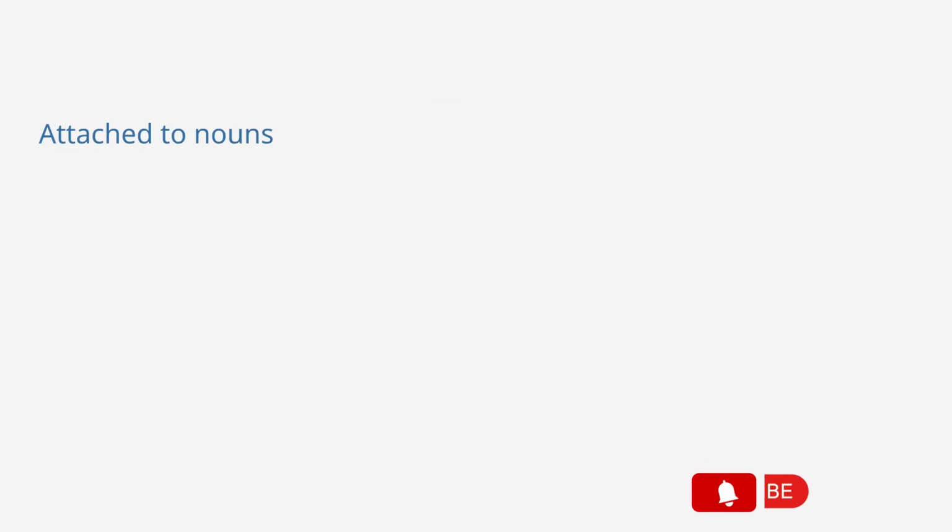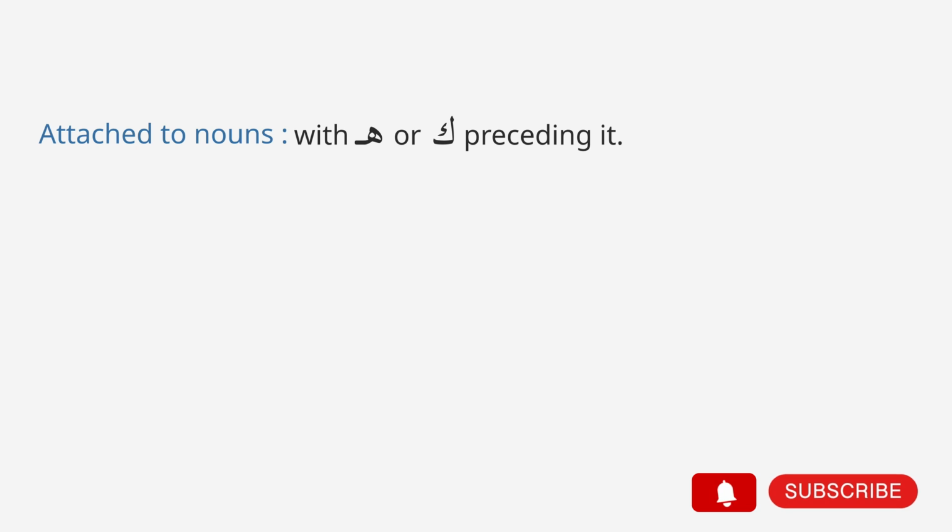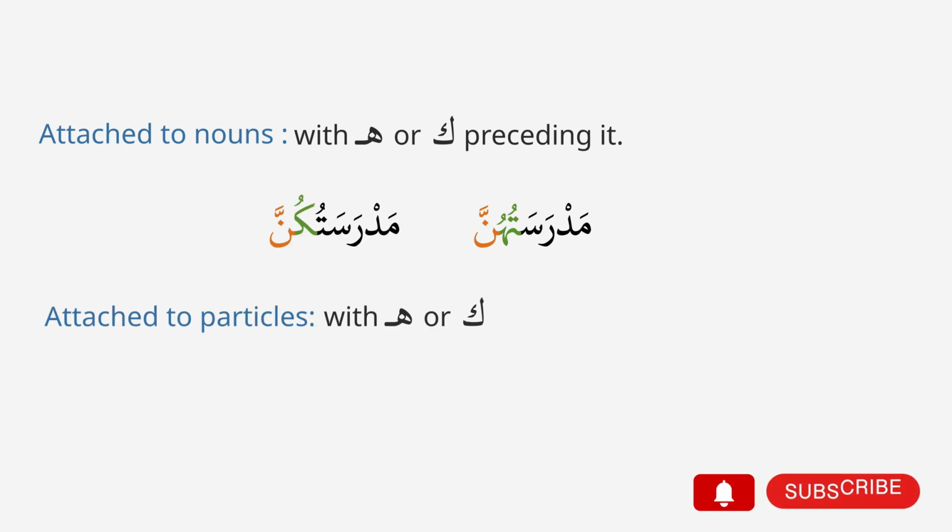And it can be attached to nouns with ha or kaf preceding it. For example, madrasatuhunna and madrasatukunna. Likewise, it can be attached to particles, as in alayhinna and alaykunna.